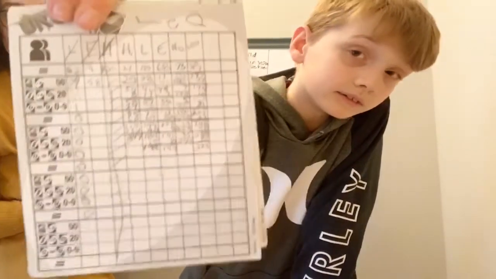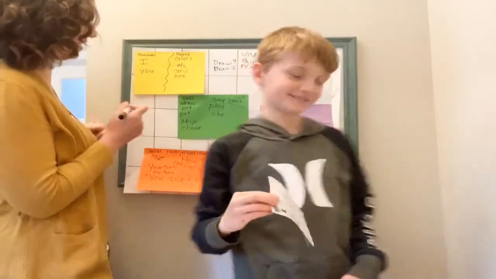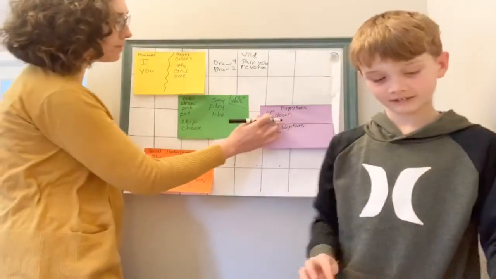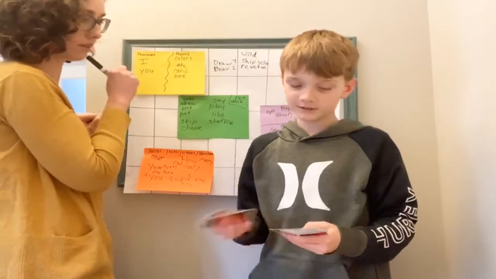Are you showing my scores where I was winning? No, I think that was the one that Dad won. Okay, so prepositions, up, down. Yeah. Ooh, shuffle. What's the cards? There's +4, +2, reverse. I'm just looking to see if we have any more.